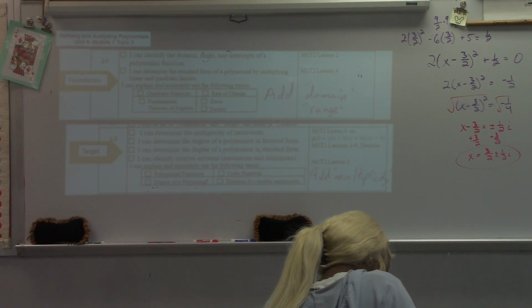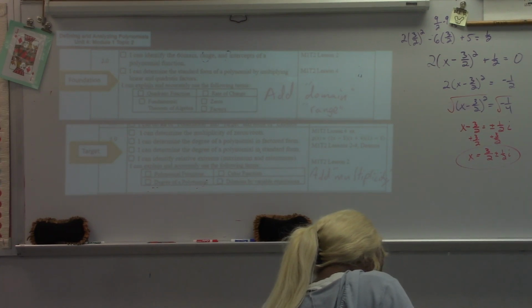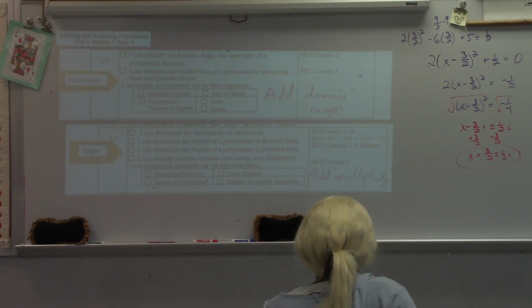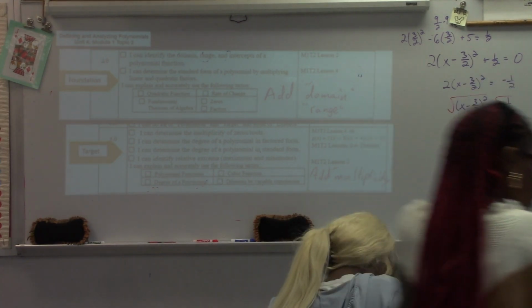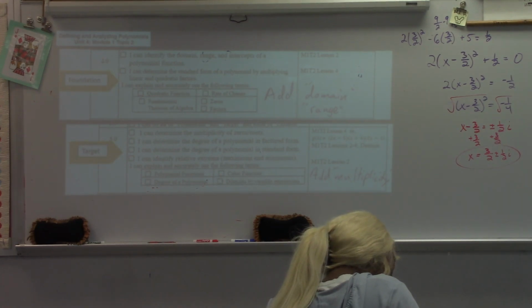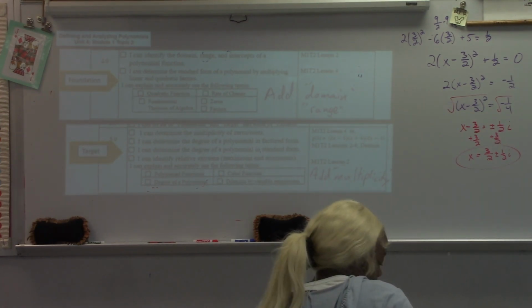But Miles was already showing a little bit. Domain is the X values. The range is the Y values. So we're going to get into more of that soon. You can see it right here, right, Davey?